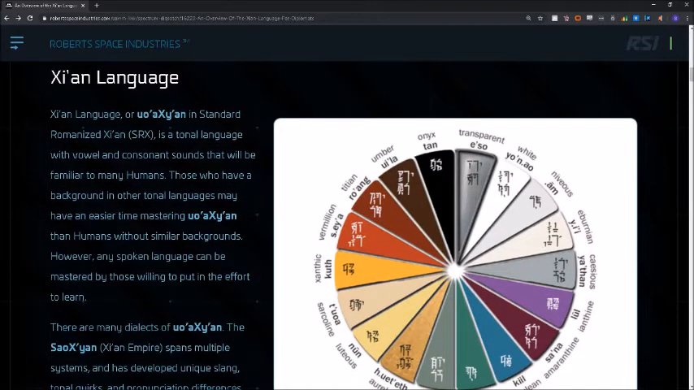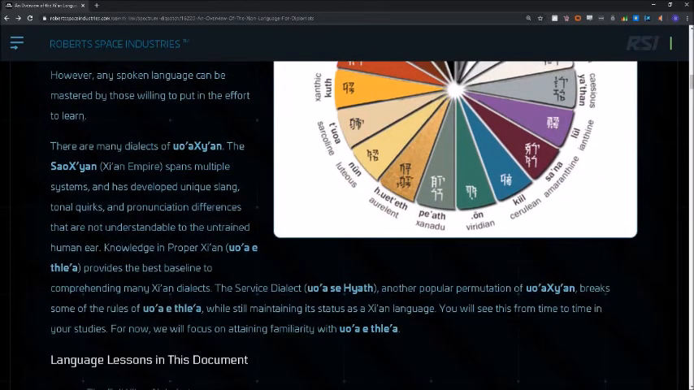Xi'an language. Xi'an language, or Yuoak Xi'an in standard romanized Xi'an, SRX, is a tonal language with vowel and consonant sounds that will be familiar to many humans. Those who have a background in other tonal languages may have an easier time mastering Yuoak Xi'an than humans without similar backgrounds. However, any spoken language can be mastered by those willing to put in the effort to learn. There are many dialects of Yuoak Xi'an.